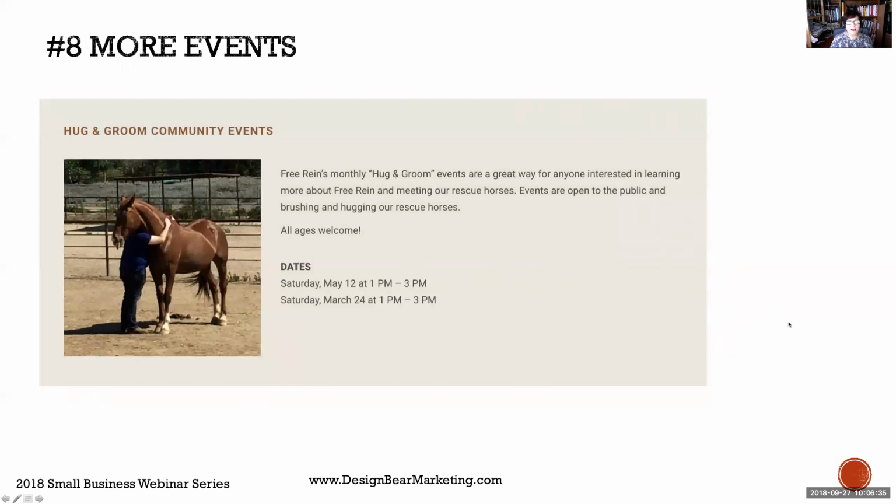And then they have hug and groom community events. So that's a kind of fun thing. It's for families. It involves hugging, horse grooming. So there's so many things that you could talk about with this. And it doesn't necessarily just have to be around the dates of their events, because they're very community oriented.